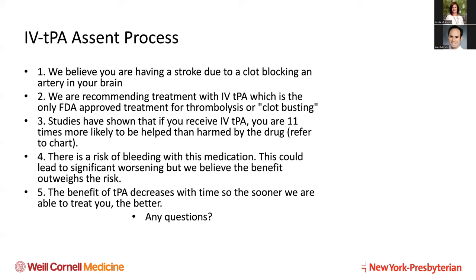How do we provide TPA? It is not a consent. You don't need to get them to sign a form. It is an assent process. Basically, you explain: the patient is having a stroke, which we think is due to a blockage of an artery of the brain. There's a medication called TPA, which helps to break down the clot. TPA is associated with being 11 times more likely to help than harm. There is a risk of bleeding. The benefit of TPA decreases with time, so the sooner that we're able to treat you, the better. Do you have any questions? That's typically the thought process and how I and my colleagues treat patients with stroke and provide information and assent for TPA. Of course, the patient and/or family can refuse TPA or decline it, but if they're not available, then it is the standard of care and we will give TPA.